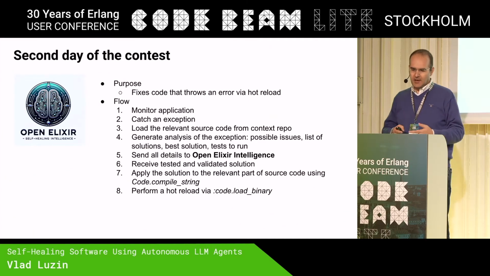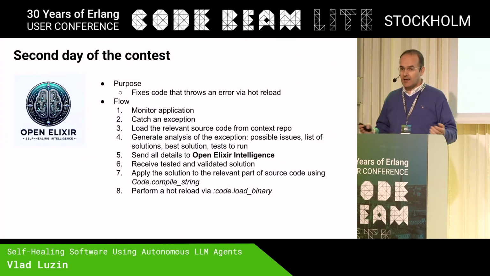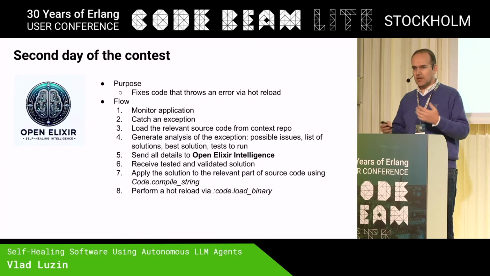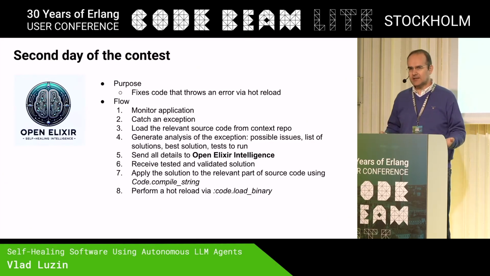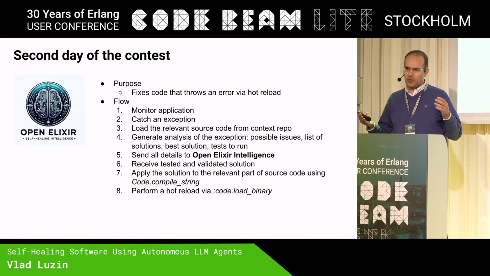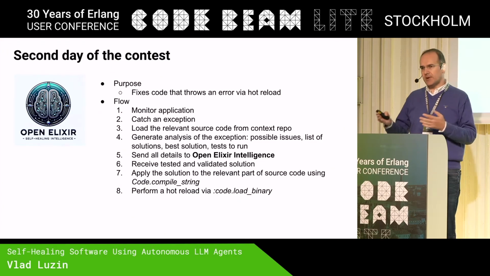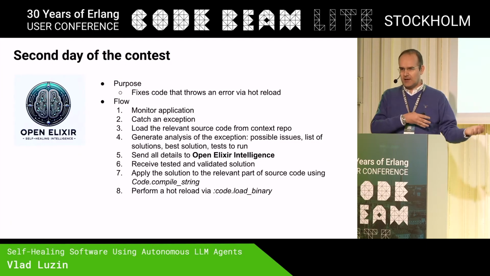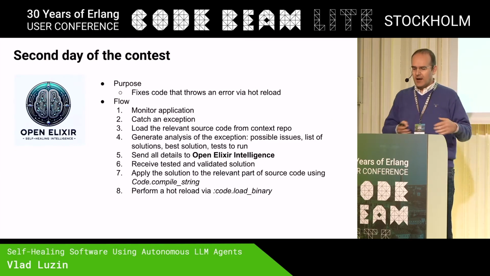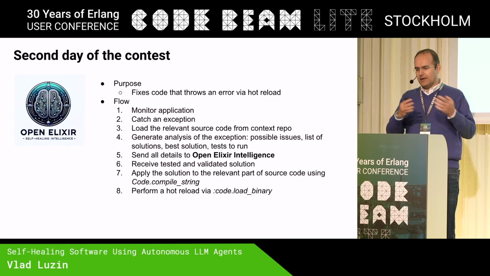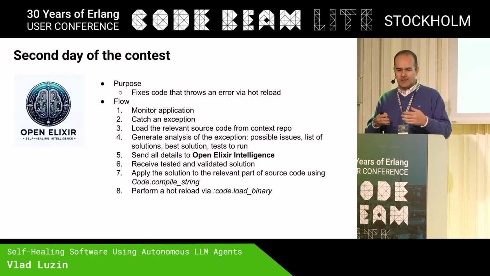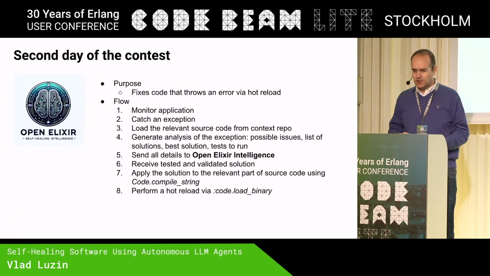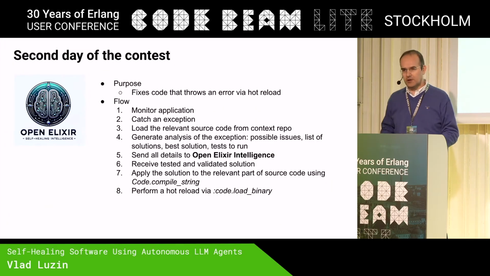So the flow here is this agent monitors the application and catches any exceptions and errors that are thrown by the application. It loads the relevant source code from the repo as a context. It generates analysis of the exception and the source code, possible issues, the list of solutions, what is the best solution, and how to test this solution. Sends this as a task to the agent that I described previously, which comes up with the right solution and sends this back. And this agent, the self-healing agent, applies the solution to the relevant part of the code at runtime using Code.compile_string, and then performs code reload via :code.load_binary.